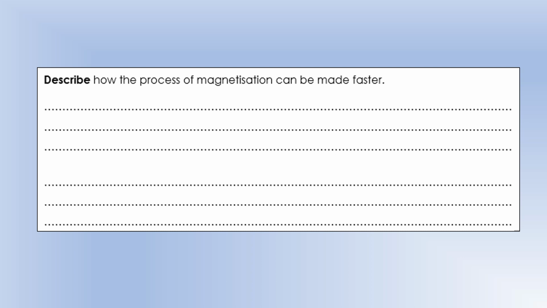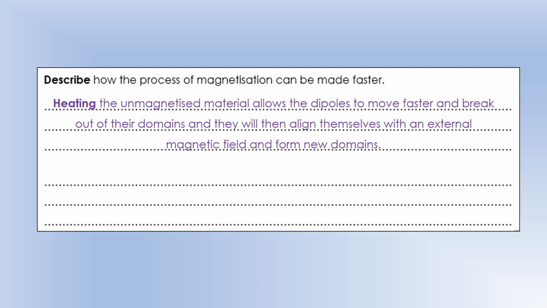But if we want to make this process a bit faster, there are two things we can do. One thing we can do is we can heat the material while the fields are being applied. So normally speaking, just heating a material will demagnetize it, because it makes all of the different dipoles and domains go in random directions. But if we heat it while we apply an external magnetic field, that actually allows the existing dipoles to break out of their domains, and then they line themselves up with the external magnetic field. So heating is a way of breaking them out of their existing orientation.